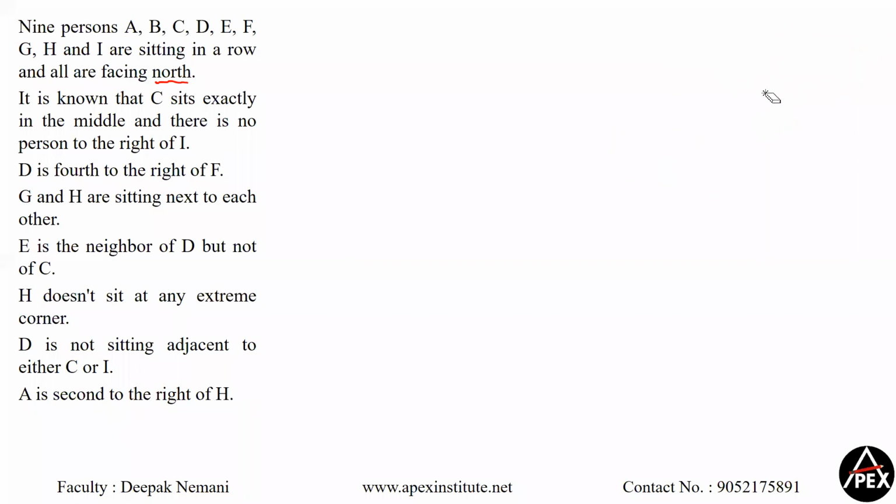So we have 9 people, A, B, C, D, E, F, G, H, and I in a row. So we have 9 places, 1, 2, 3, 4, 5, 6, 7, 8, and 9. All are facing north. Now I will consider this to be north. So when this is north, this will be their left and this will be their right. Now they are facing into the screen.